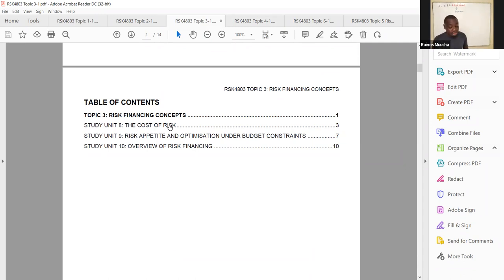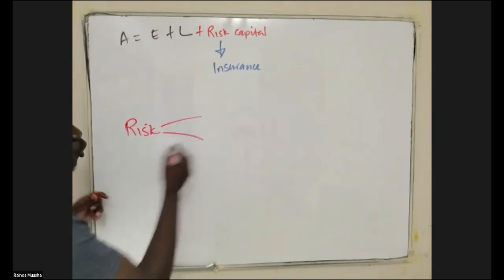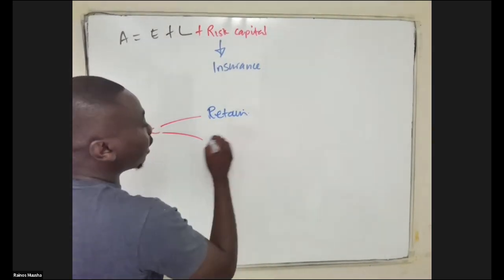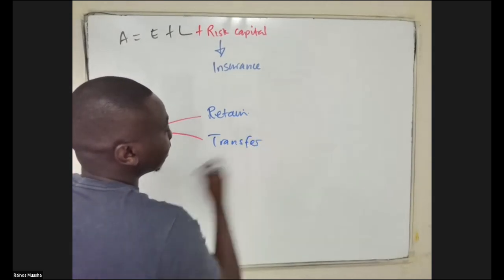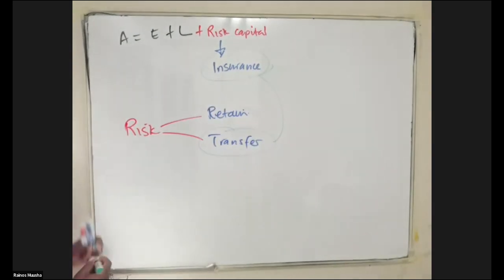The lecturer can ask you questions in the exam where you calculate the cost of risk itself, so that you're able to have a more detailed analysis of, for example, whether if we are insured, we are underinsured or overinsured. Remember, when you look at the concept of risk, you are going to choose one of two routes. It's either you choose to retain the risk, or you choose to transfer the risk.